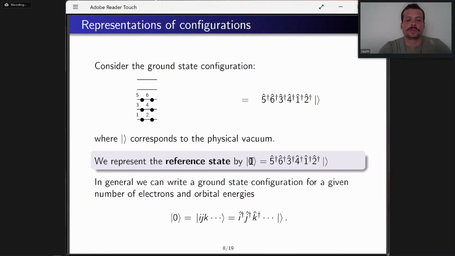Be aware, because it's easy to confuse this reference state with the physical vacuum. The physical vacuum, again, is the absence of electrons and just orbital energies. But whenever there is a 0, we have electrons all in the ground state. In general, we can write a ground state configuration for a given number of electrons and orbital energies as follows. Here we are depicting a product of these creation operators upon the physical vacuum.